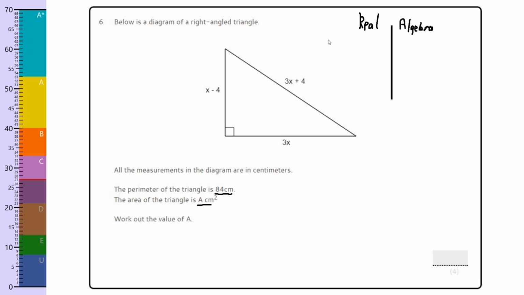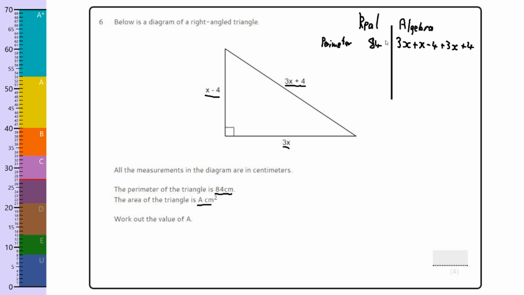So for the perimeter, the real number is 84. That's what we know it is because it says it's 84. The algebra though is this plus this plus this. Okay, so the algebra is 3x plus x minus 4 plus 3x plus 4.